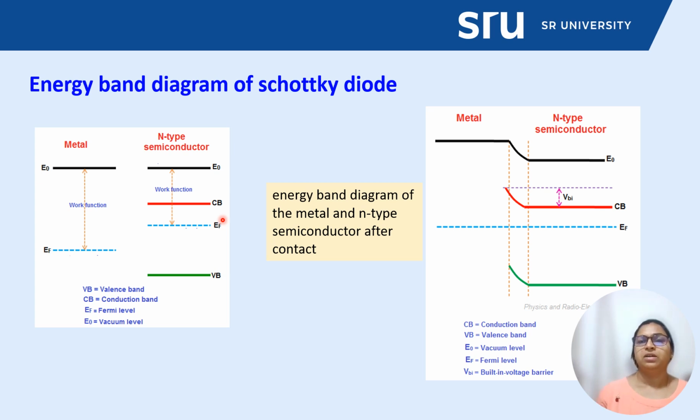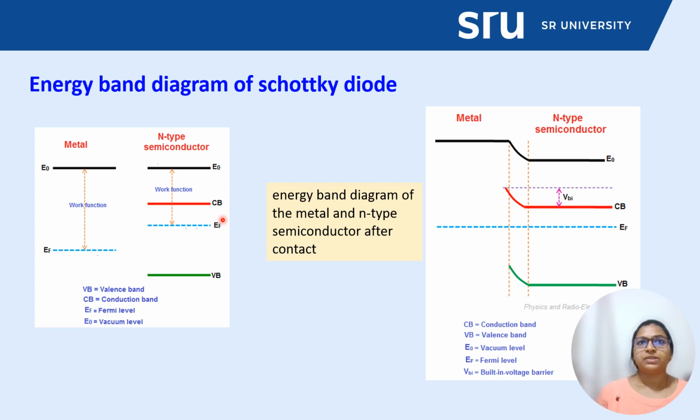And in a rectifying barrier, the barrier height is high enough to form a depletion region. So the depletion region is present in the non-ohmic diode. This ohmic and non-ohmic contact will give linear current-voltage curves or non-linear current-voltage graphs.